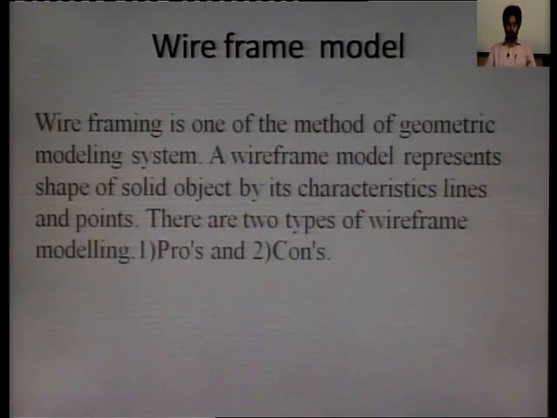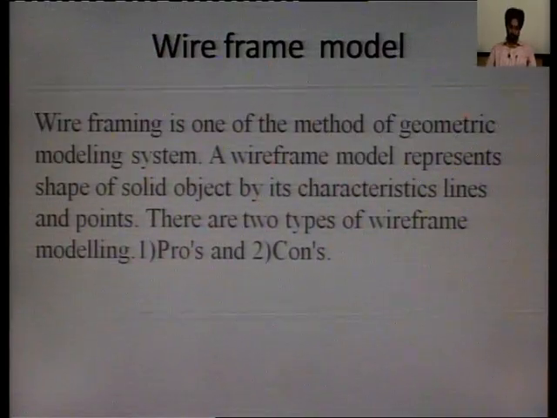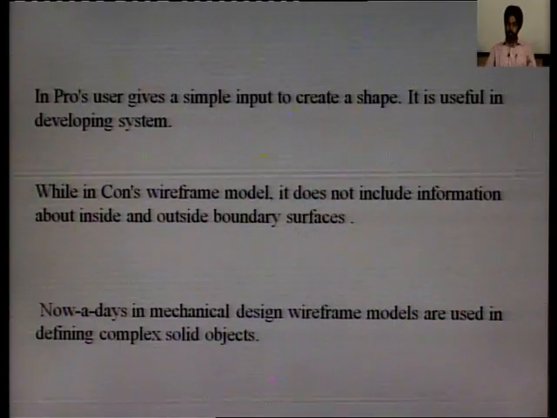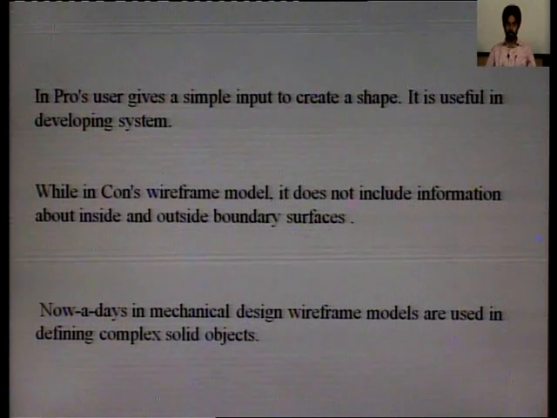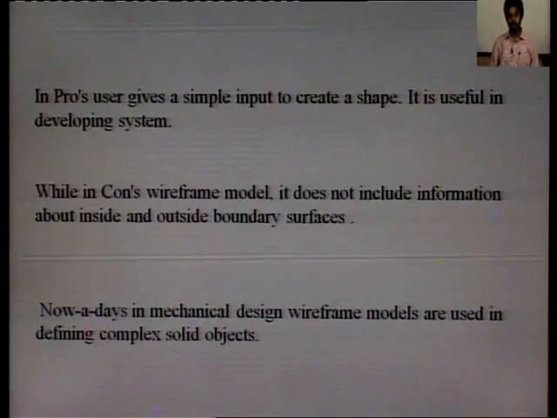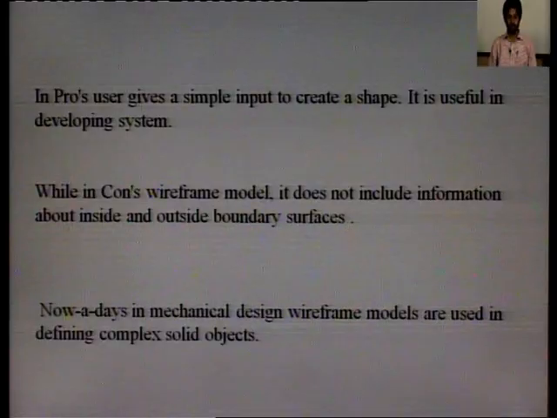Basically, in a wireframe model we create the structure of our object, not the whole object, only the outer structure. That is called a wireframe model. So, in the pros we input and create the shape. It is useful whenever we develop a system. And the cons: it does not include the information about the inside and outside boundary of the surface. Just imagine this type of object.